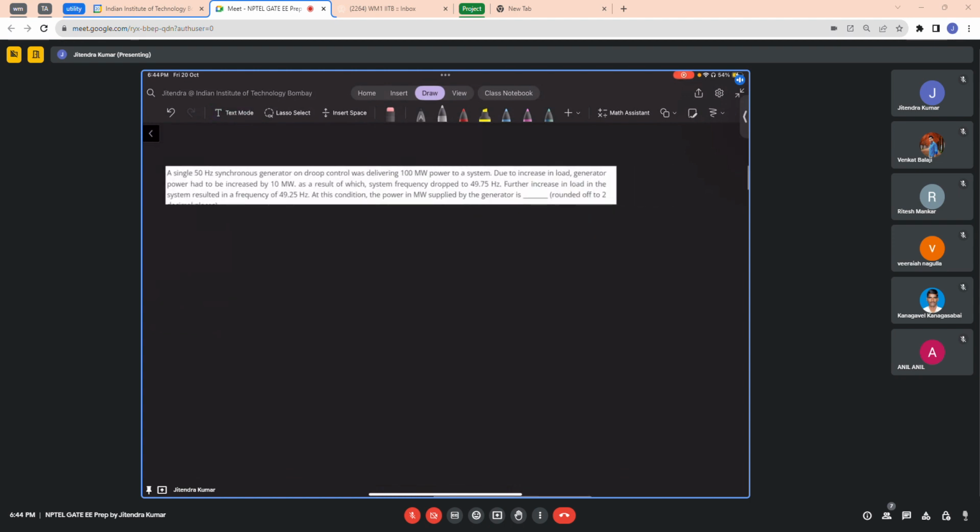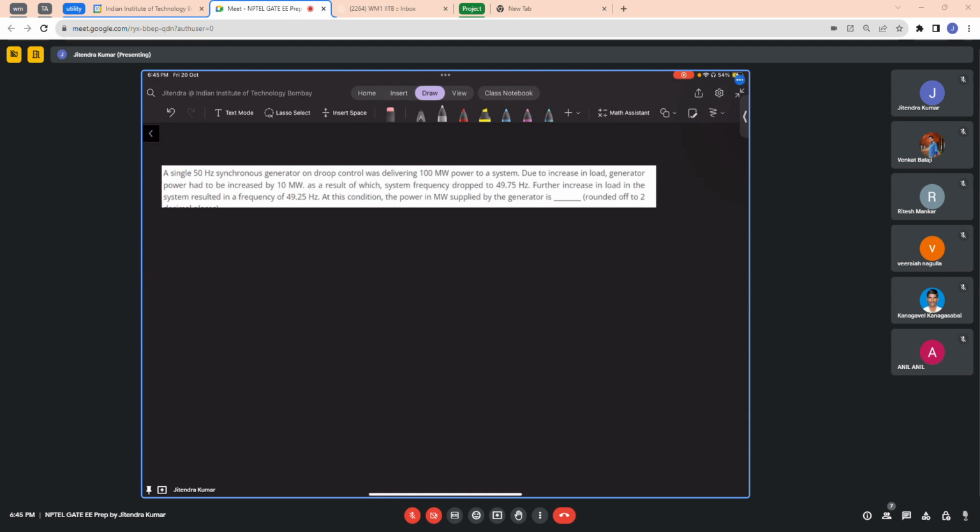So a single 50 hertz synchronous generator on droop control was delivering 100 megawatt power to a system. Now, due to increase in load, generator power had to be increased by 10 megawatt, as a result of which system frequency dropped to 49.75 hertz. A further increase in load in the system resulted in the frequency of 49.25 hertz. At this condition, how much power will be supplied by the generator?